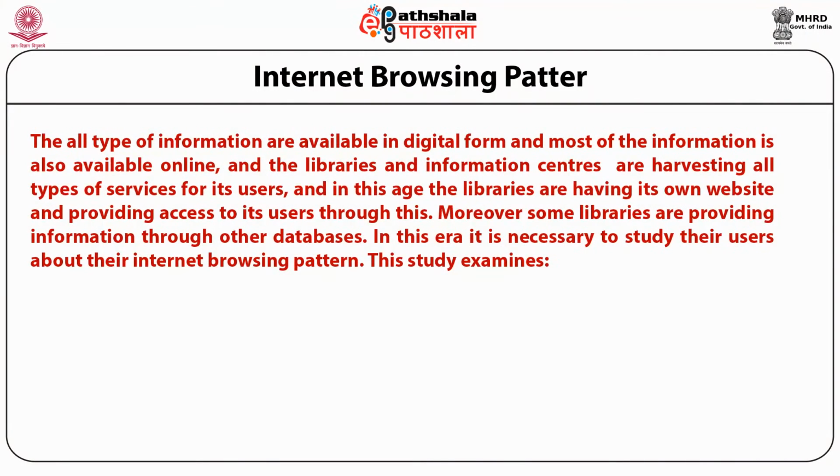All this type of information is available in digital form, and most of the information is also available online. Libraries and information centers are harvesting all types of services for their users. In this age, libraries have their own websites and provide access to their users through them. Moreover, some libraries are providing information through other databases. In this era, it is necessary to study users about their internet browsing pattern.